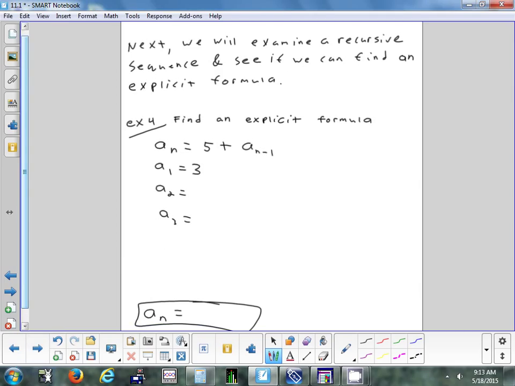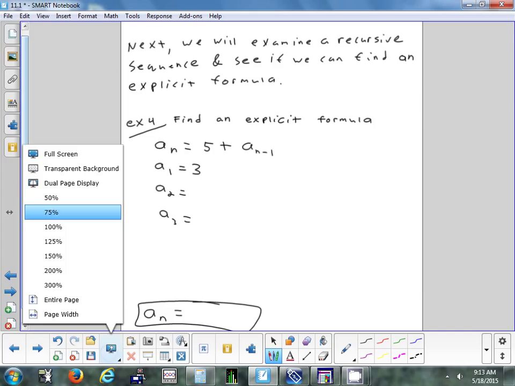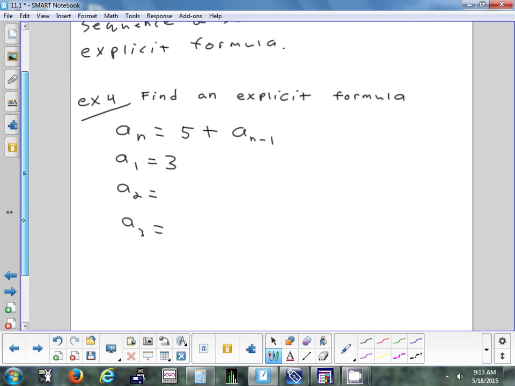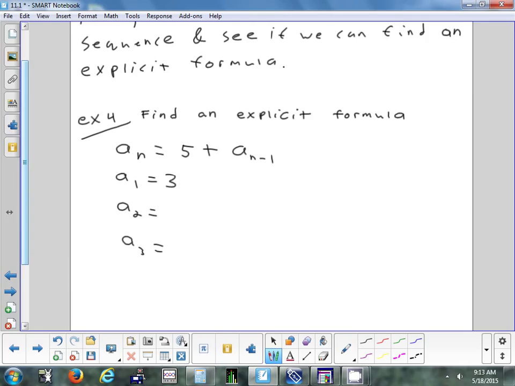Okay, I'm going to have you guys try that right here. So I'm giving you a recursive formula. I want to change it to explicit. The easiest way to do that is to write out the first few terms in the sequence and see if you see a pattern. Okay, so my first term is 3. Brandon, what's my second term? 8. Yep, 8. And Julia, my third term?